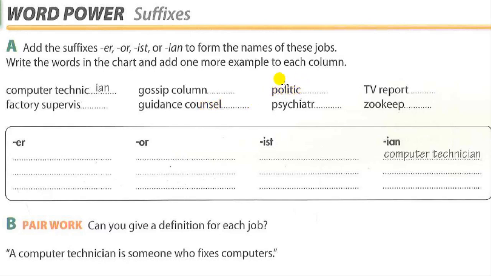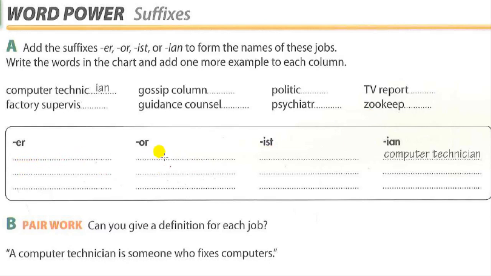Politician, someone who works in politics. Psychiatrist is someone who works in the field of psychology. TV reporter, you know it. And zookeeper, of course, someone who takes care of the zoo and the animals in the zoo. He's responsible for taking care of the animals inside the zoo.